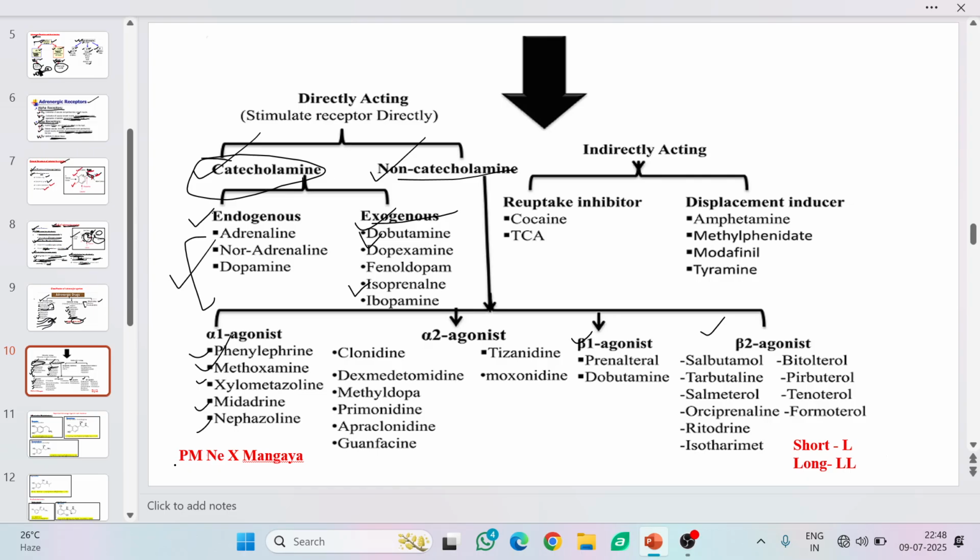Okay. So there is a simple trick. PM ने Xerox मंगाया. So you can learn from this trick. PM ने Xerox मंगाया. Then alpha 2 agonists: clonidine, methyldopa, brimonidine, apraclonidine, guanfacine, dexmedetomidine. Okay, so the most important are clonidine and methyldopa. These two drugs are most important. Then tizanidine, moxonidine. Okay, then beta 1 agonists: prenalterol, dobutamine. But dobutamine is most important in this case.